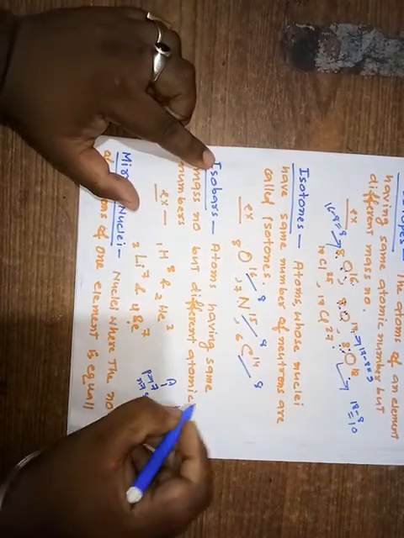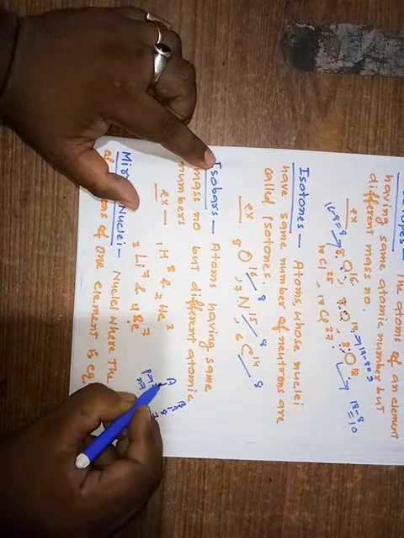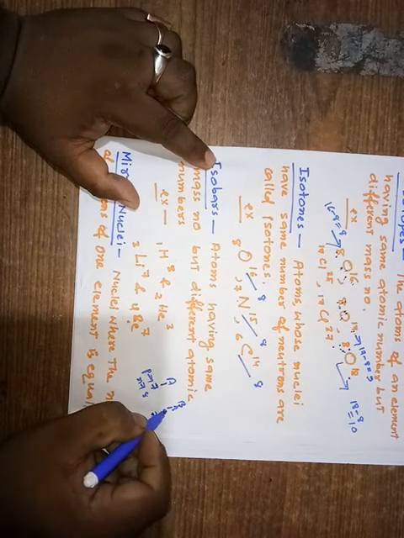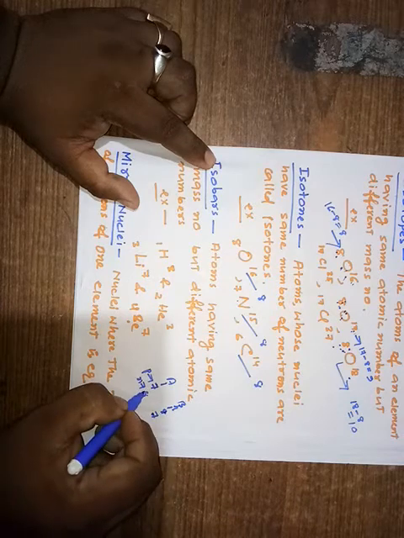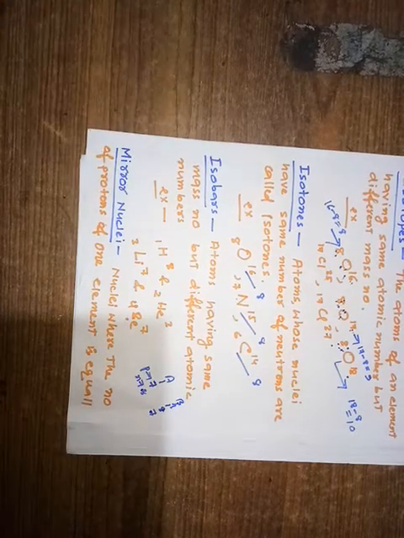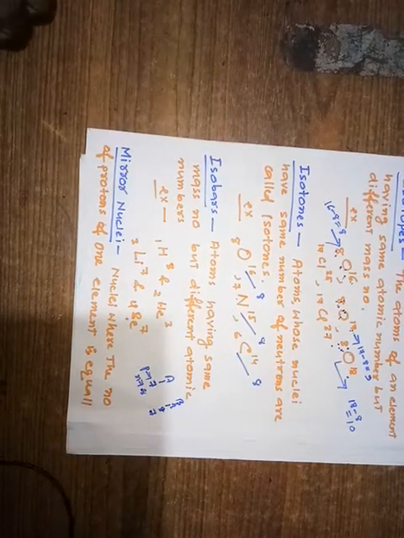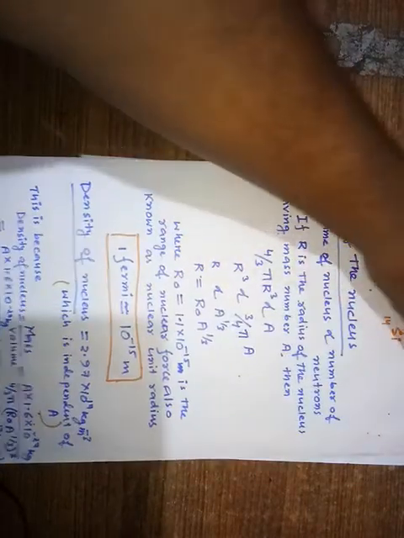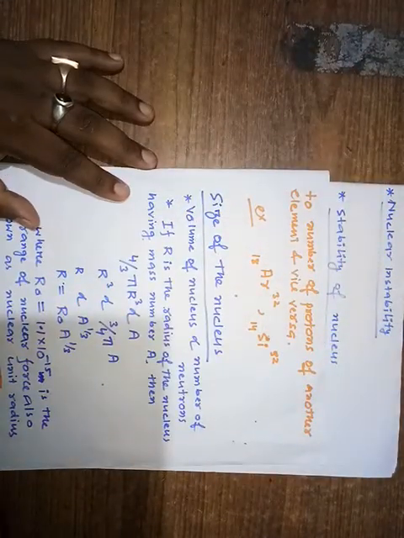And the number of protons of B is equal to the number of neutrons of A. This kind of nuclei are called what? Mirror nuclei. So what is the definition of mirror nuclei? That means I have to write these things.